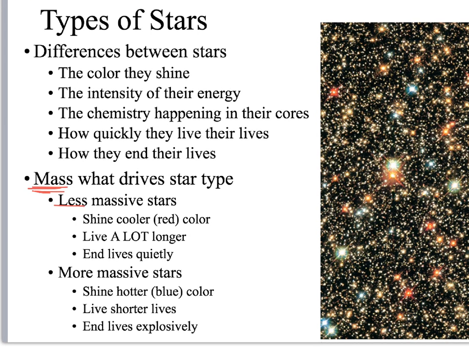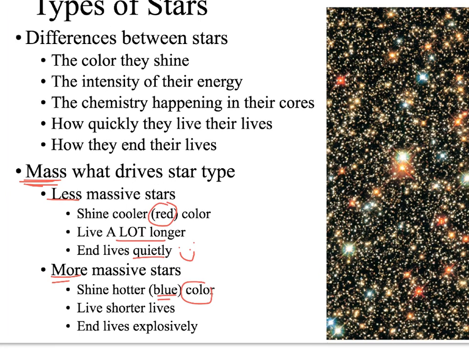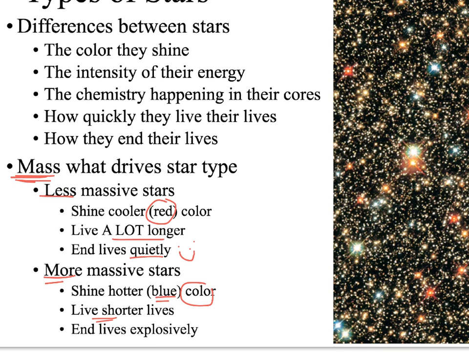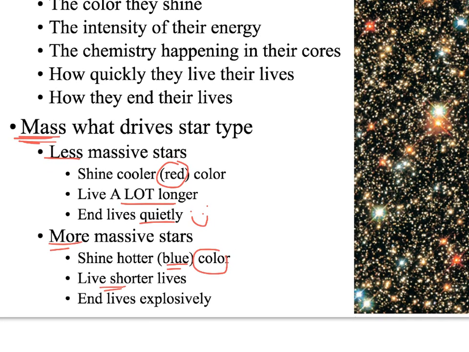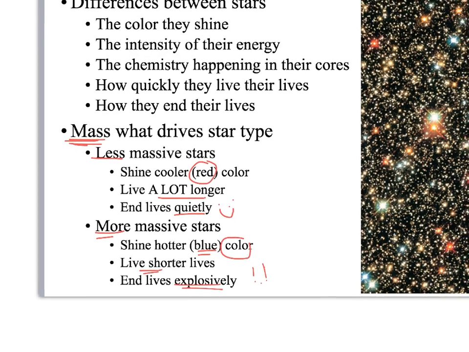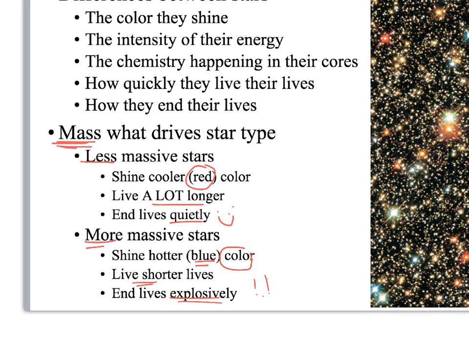The less massive stars are going to be reddish in color. They're going to live a lot longer and end their lives quietly. The more massive stars will be hotter, and so with being hotter, they'll be bluish in color. They will live short lives. I know it sounds strange because they have a lot of mass, but they'll run through it faster, and they'll end their lives explosively. Okay. So kind of know that.